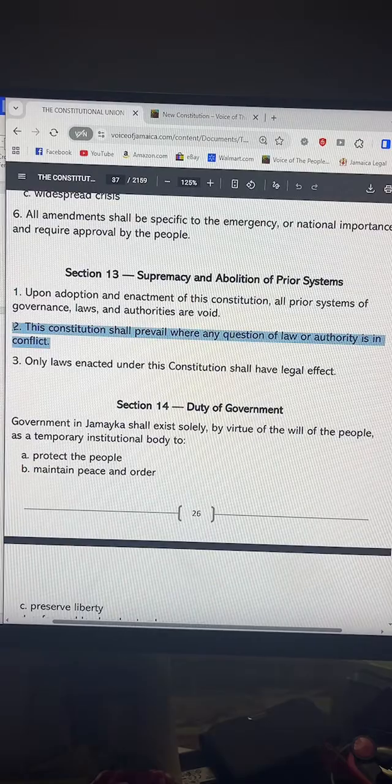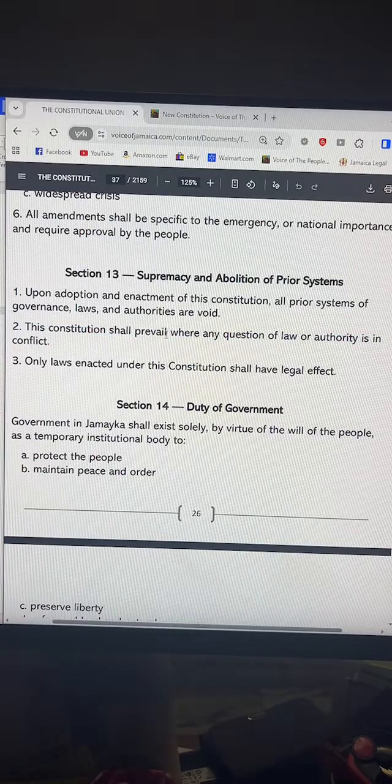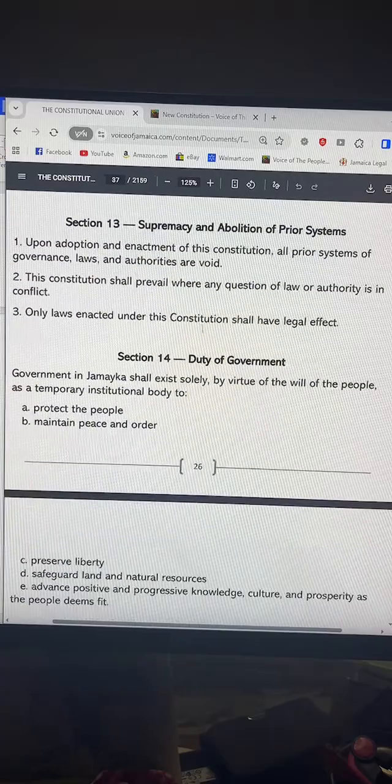Right? So this is what you'd call the supremacy clause. The constitution is the highest law in the land and the only law in the land. Only laws enacted under this constitution shall have legal effect. Right? Plain and simple.